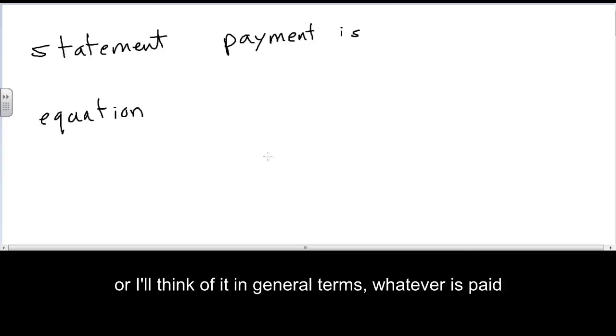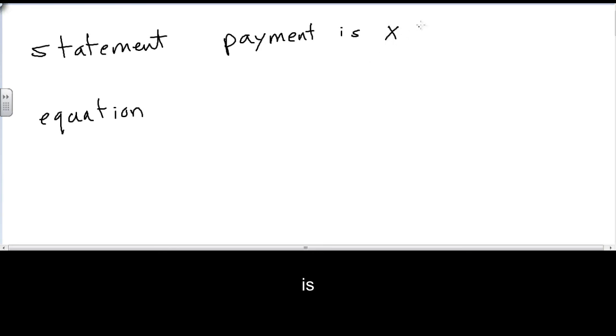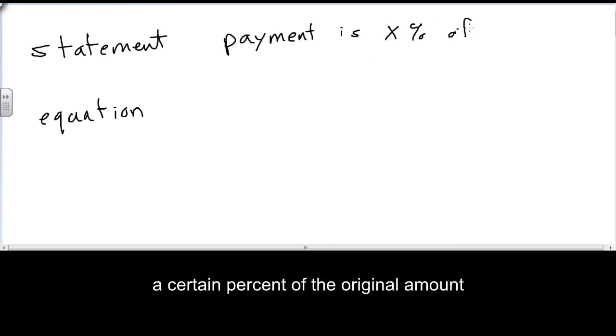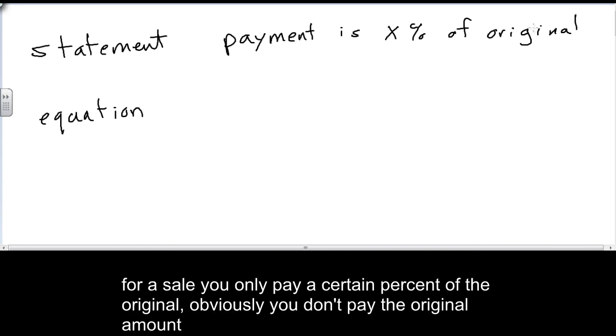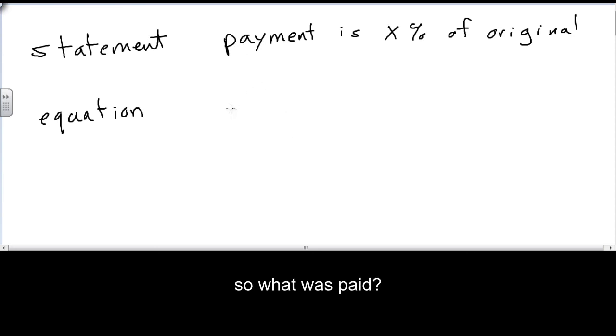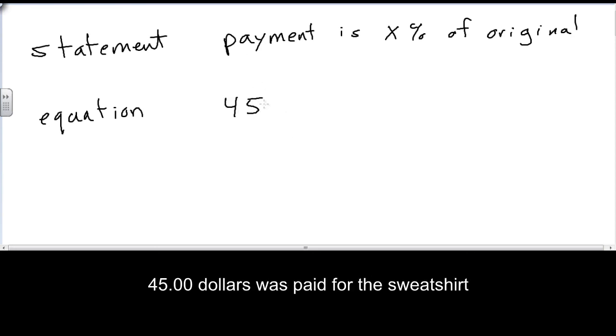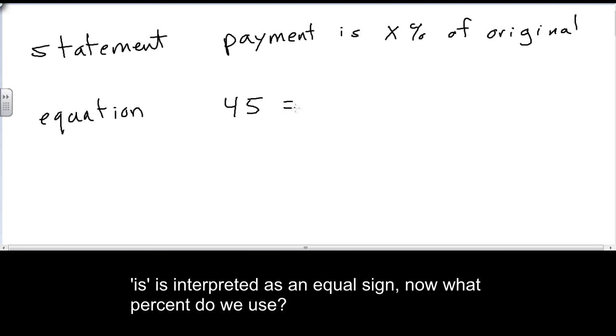And we know what the new price is, so we're going to use that to figure out what the original price is. Or I'll think of it in general terms as whatever is paid is a certain percent of the original amount. In regards to sales, you only pay a certain percentage of the original. Obviously, you don't pay the full amount. So what was paid? $45 was paid for the sweatshirt. Is is interpreted as an equal sign.